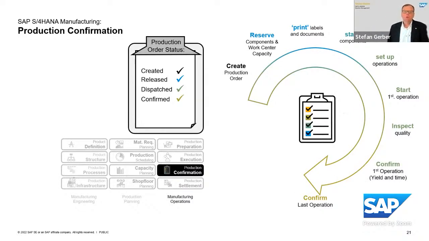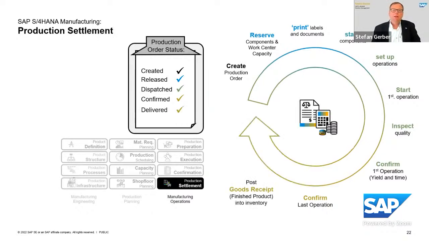After we confirm the last operation, we are ready to post the goods receipt of the finished product into our warehouse, and also settle the production order from a financial or cost point of view. And then this completes the whole cycle of the production order.